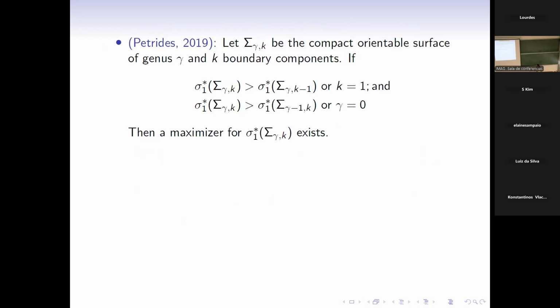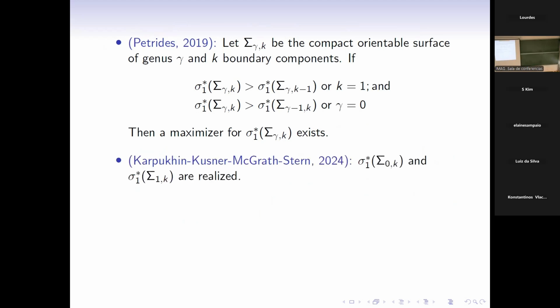Okay, and he also proved the equivalent of that inequality. He also proved that if you have a surface of genus gamma and k boundary components, and you do have these two gap inequalities, then you can conclude that the maximizing metric exists for genus gamma and k boundary components.